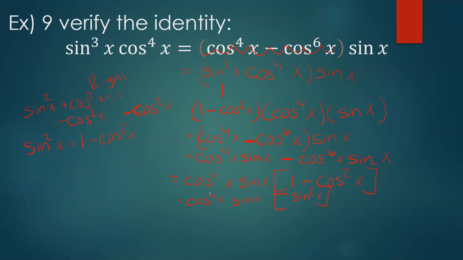Okay, so when you finally finish it out, you get cosine. Now it looks like the left. If you simplify this, when you FOIL out the sine of x, you're gonna get sine cubed x times cosine fourth x. And that looks exactly like the left, right? So that's sine cubed x times cosine fourth x. So that's true, and that's it, you just proved it.